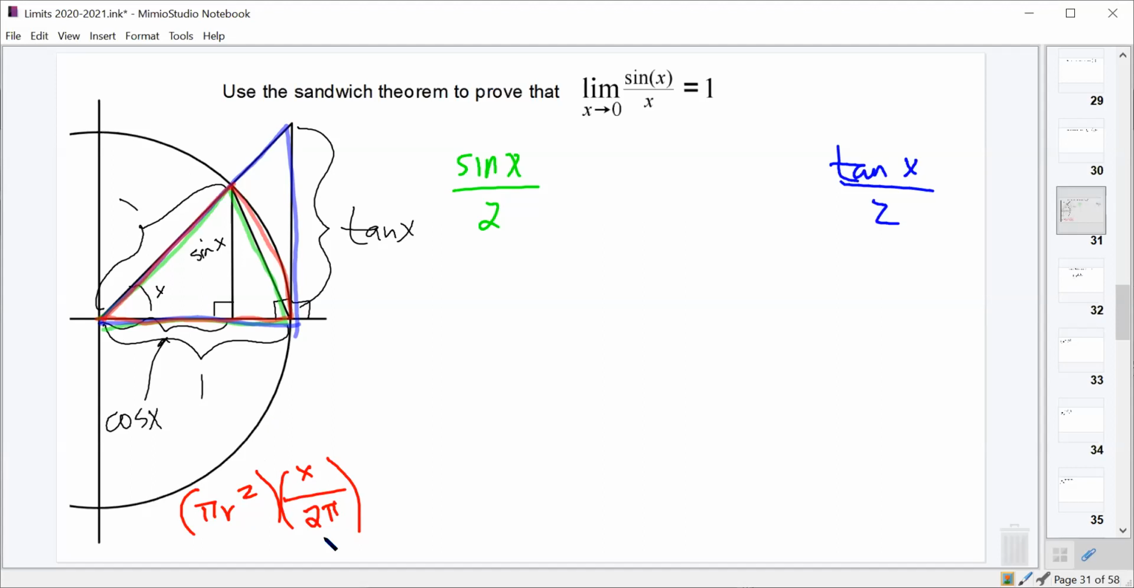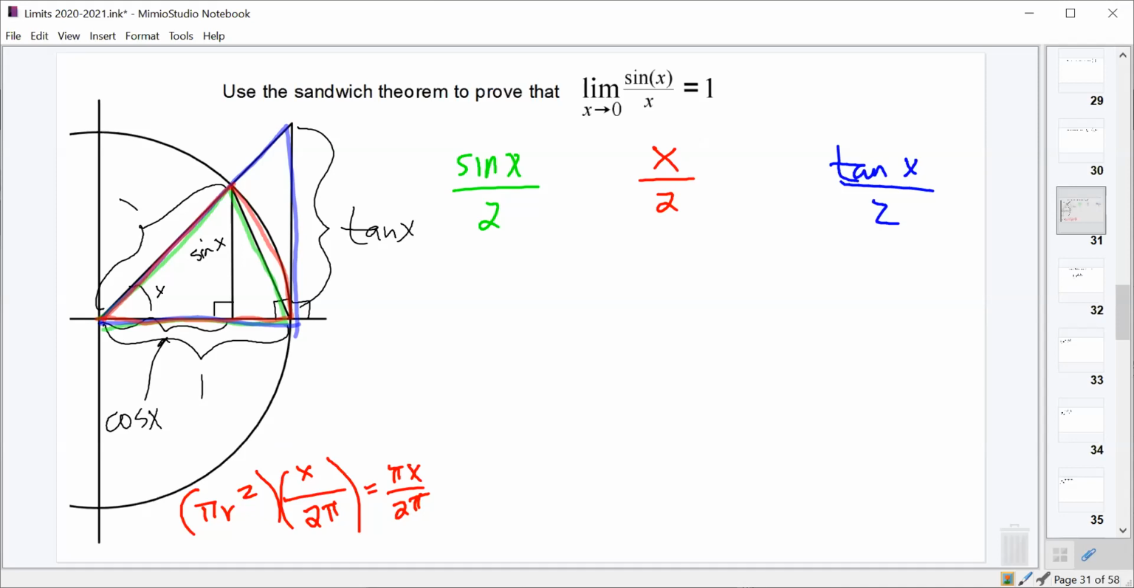And what's the radius of our circle? 1. So this r squared just becomes a 1. So we've got a pi here times x over 2 pi. Cancel out the pi's. What do we end up with as the area of the sector of that circle? x over 2. Just x over 2.